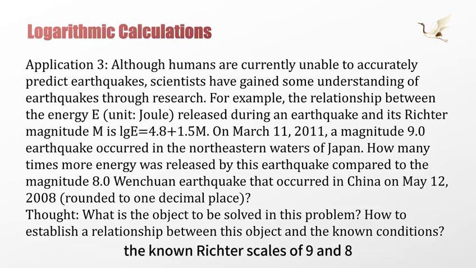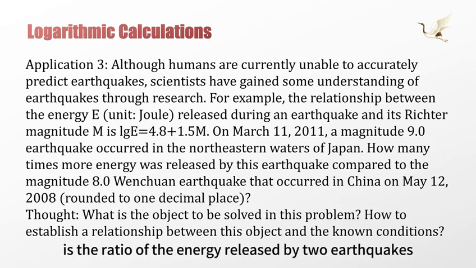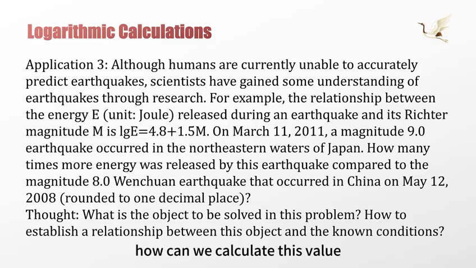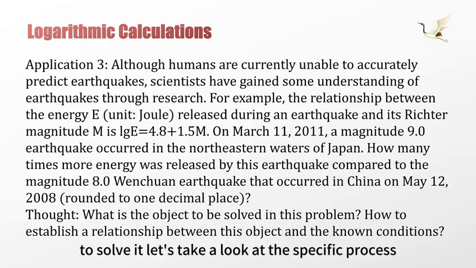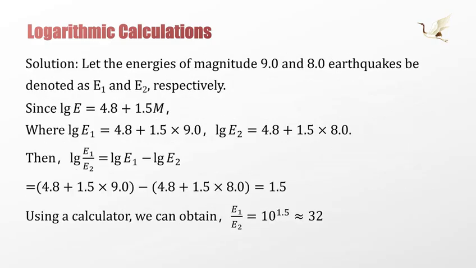The known Richter scales of 9 and 8 actually refer to the value of M. What we require is the ratio of the energy E released by the 2 earthquakes. How can we calculate this value? We can use the logarithmic operation property to solve it. Let's take a look at the specific process.